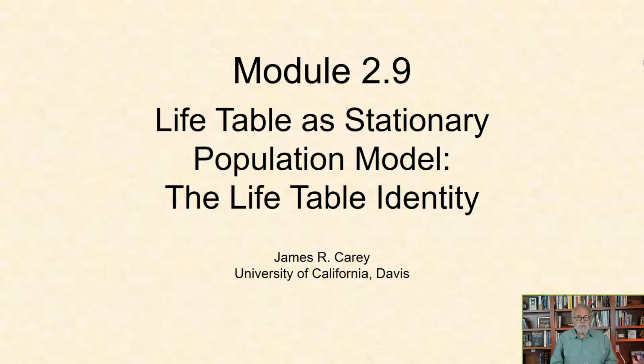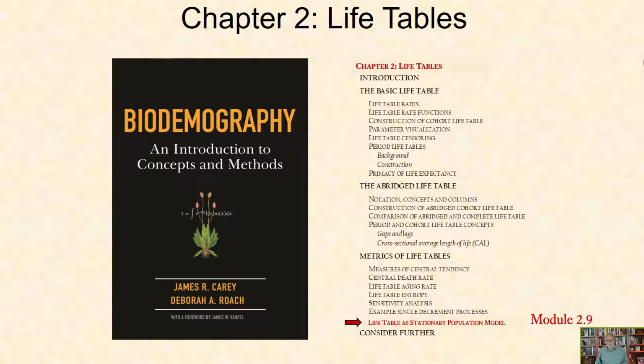In this module of Chapter 2 on life tables, Module 2.9, I will describe the use of the life table as a population model with zero population growth. It's referred to as a stationary model. I show a property of this model referred to as a life table identity, in which the number of years lived in a population equals the number of years remaining.